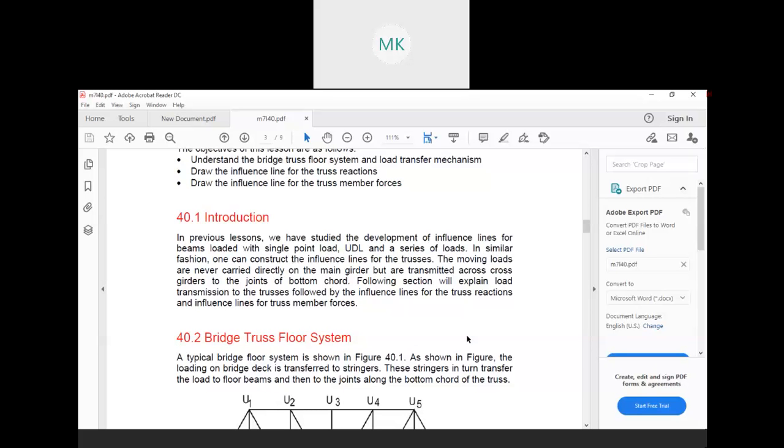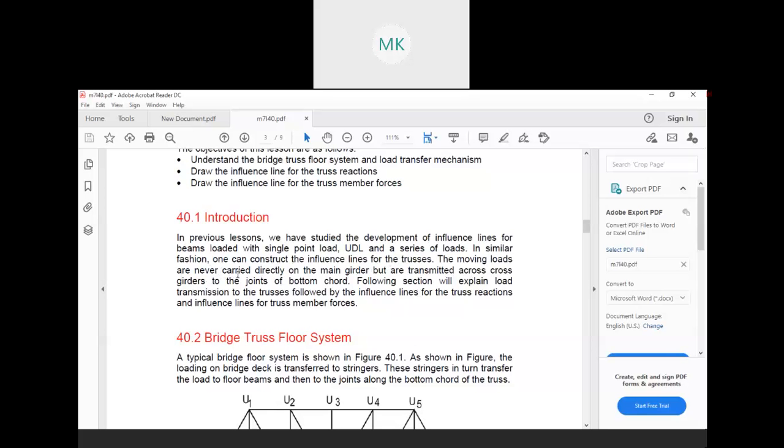We have already solved some numericals about how the structure looks when there is a point load, a UDL, a series of loads, or a combination of UDL and point load. We already did this, okay? In similar fashion, one can construct the influence line for trusses.